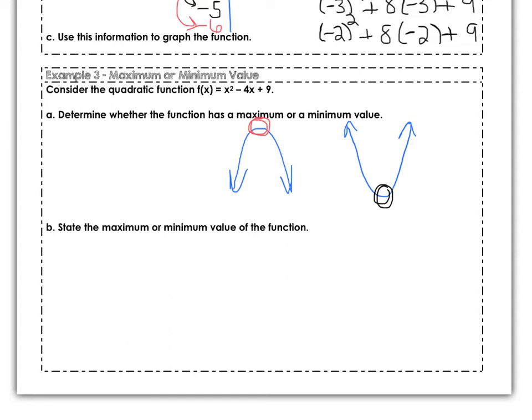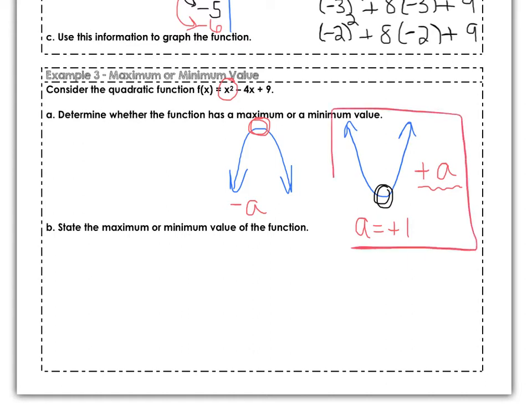And when I'm opening down, this means that I'm going to have a negative a value, and I'm opening upward if I have a leading coefficient or a positive a value. So in this problem here, I have x squared, and actually my a value is going to be +1 here, which means that I'm going to be opening upward. Because I'm opening upward, that means I have a low point or a minimum value.